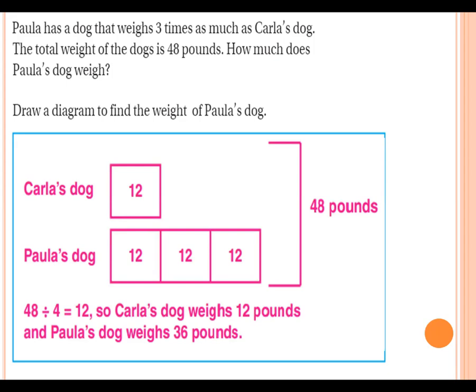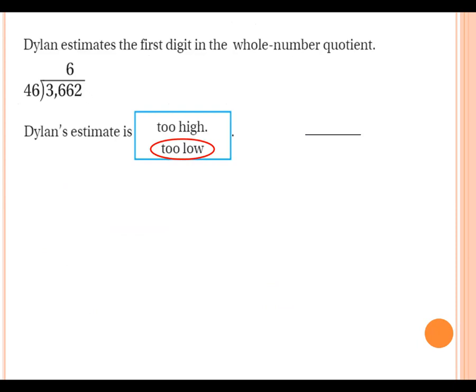12 will be the weight of Carla's dog, and 3 times 12, that is 36, will be the weight of Paula's dog. Now the last question is, Dylan estimates the first digit in the whole number quotient. Is Dylan's estimate too high or too low? You will multiply the quotient with the divisor, 46 times 6. So you are getting 276. 276 is much lower than 366. So you will write Dylan's estimate is too low. It should be 7 actually.